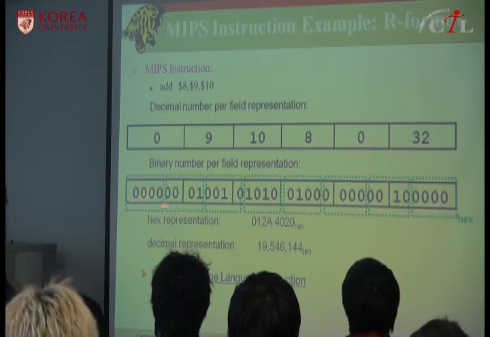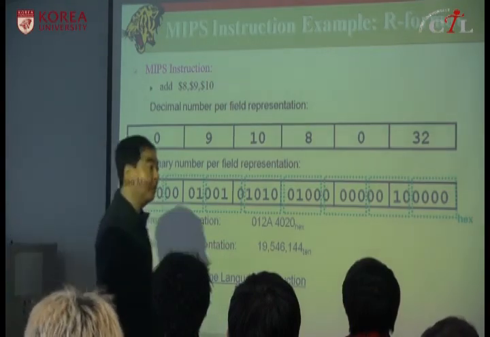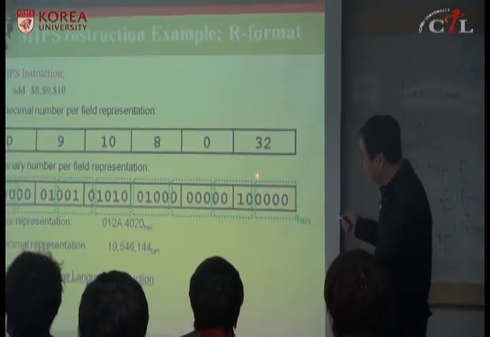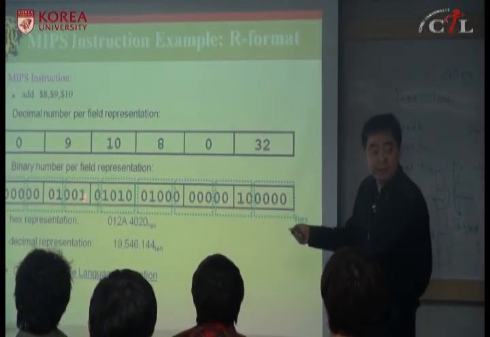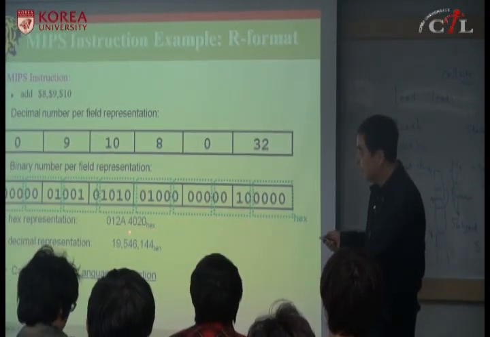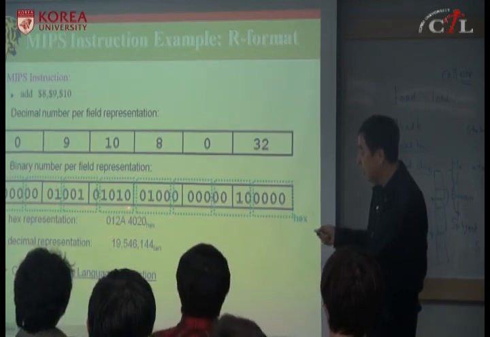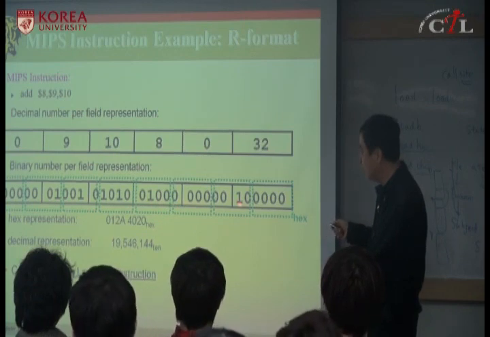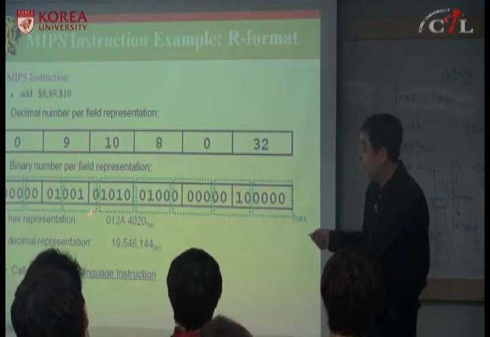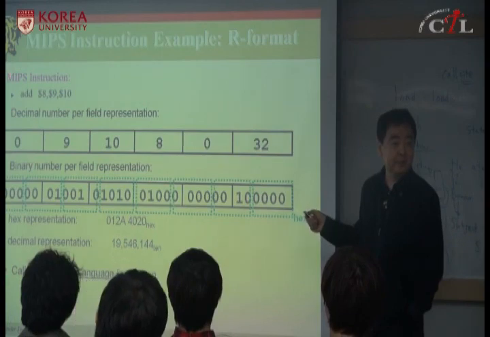And when you represent a long binary number, you use hexadecimal for compact representation, right? If you divide by 4 bits each, this generates the hexadecimal digits for this instruction. So in hexadecimal, this becomes 0, 1, 2, A, 4, 0, 2, 0. Okay? And so this is the machine instruction for this assembly instruction.